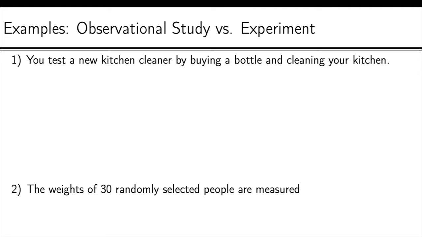Let's see if we can identify them. You test a new kitchen cleaner by buying a bottle and cleaning your kitchen. So you're trying to collect information about this new kitchen cleaner. And it doesn't say that we're trying to control any outcomes here. We just use it, see what happens. And so this is an observational study.